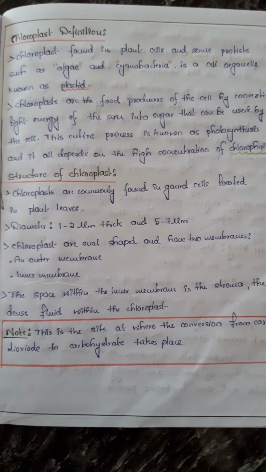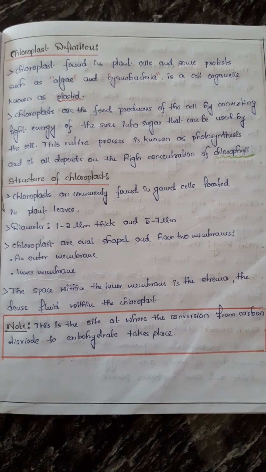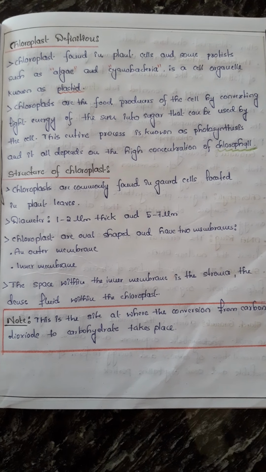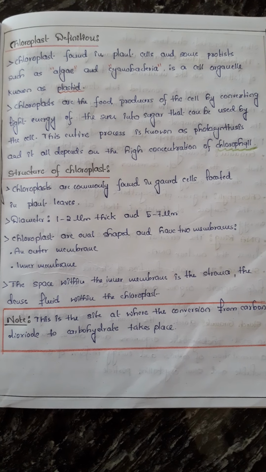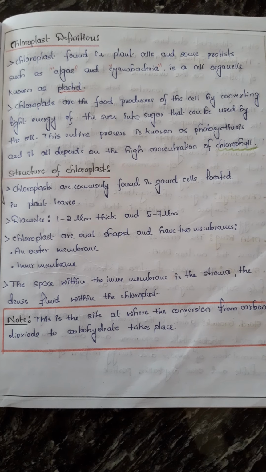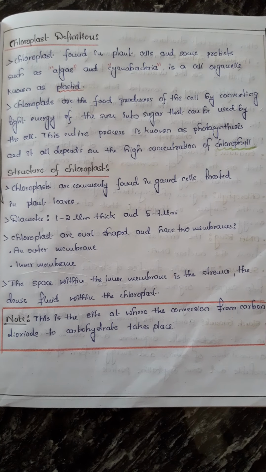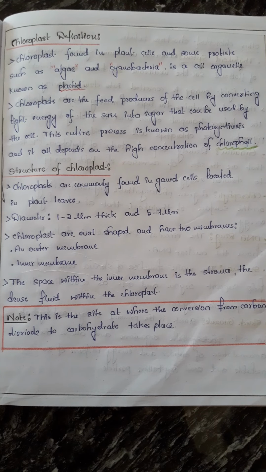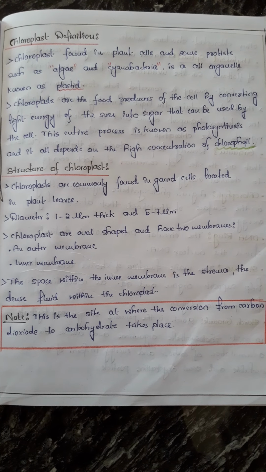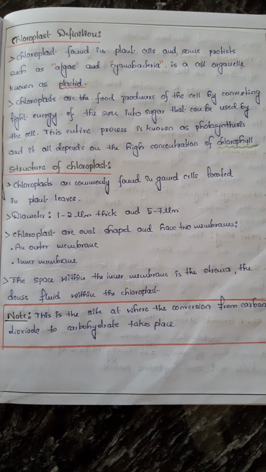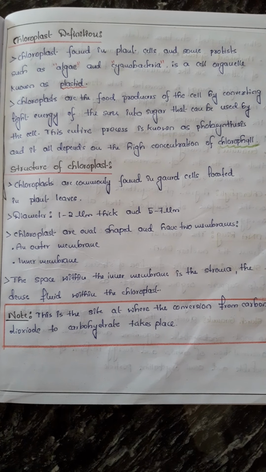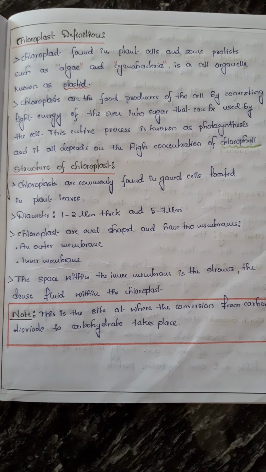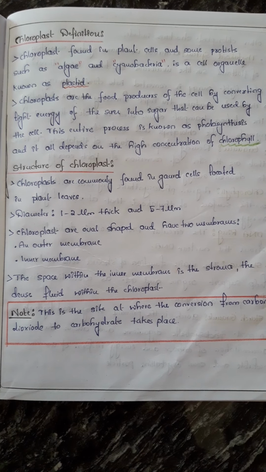Next one is chloroplast definition. Chloroplasts are found in plant cells and some protists such as algae and cyanobacteria, in the cell organelle known as plastid. Chloroplasts are the food producers of the cell by converting light energy of the sun into sugar that can be used by the cell. This entire process is known as photosynthesis and it all depends on the high concentration of chlorophyll. Next, move on to structure of chloroplast.